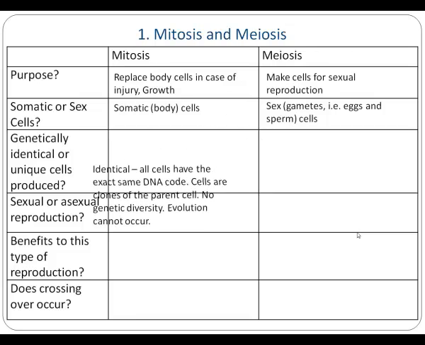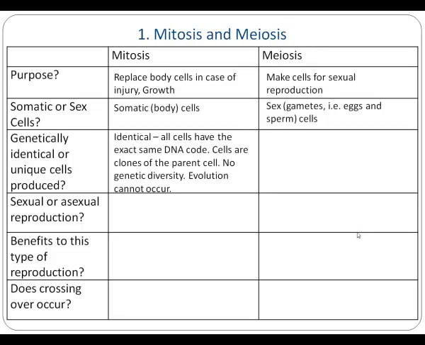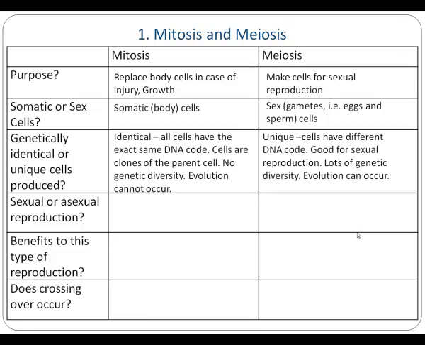In mitosis, all cells are going to be completely identical. They have the same genetic code. They're clones of the parent cell. There's no genetic diversity, and evolution cannot occur. In the case of meiosis, each cell is unique. This is due to the random pairing of chromosomes and crossing over. This is good for sexual reproduction, and we get lots of diversity, which means evolution can occur.